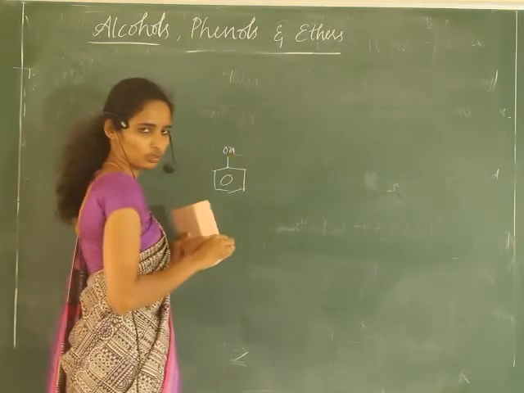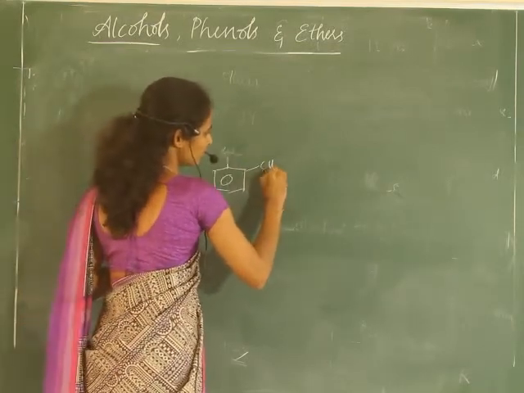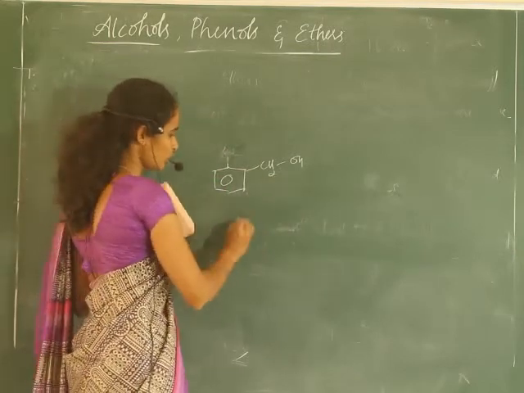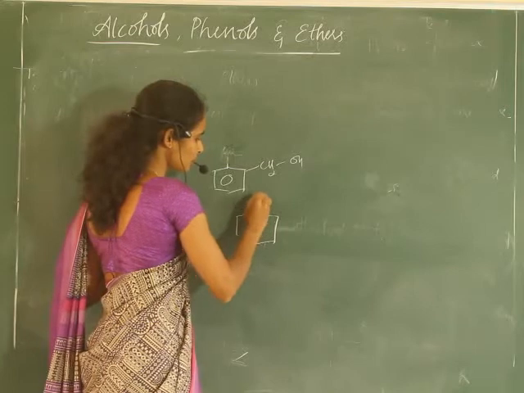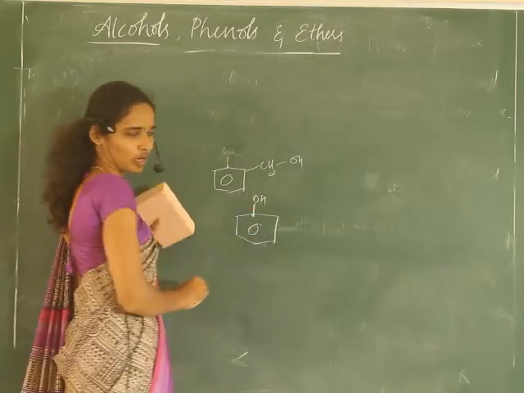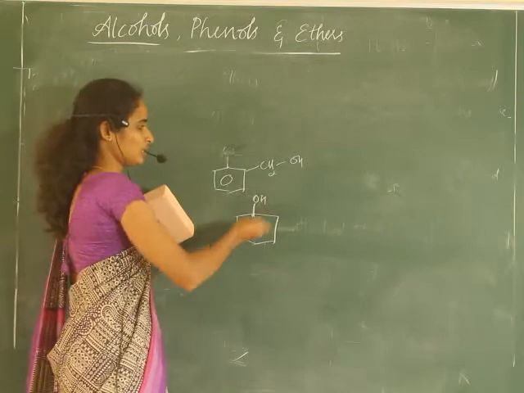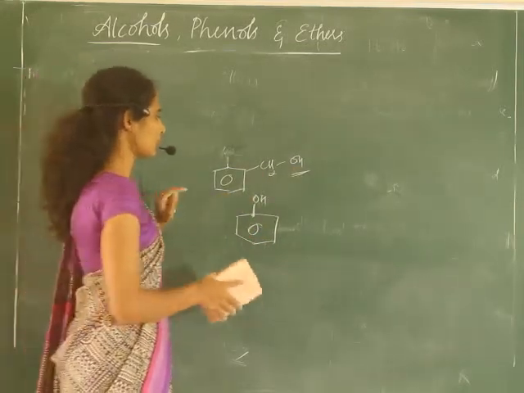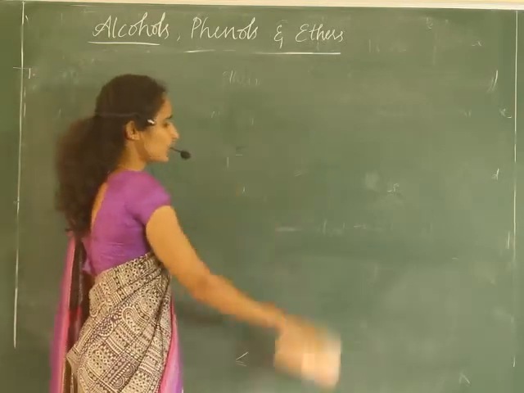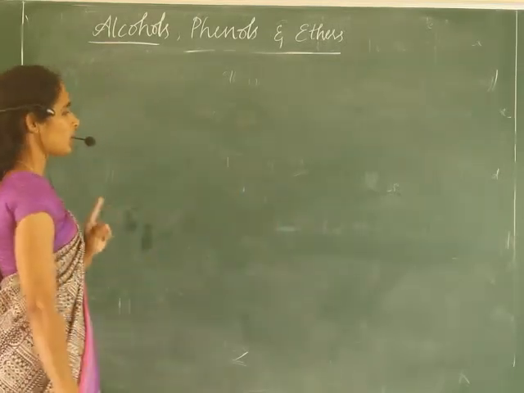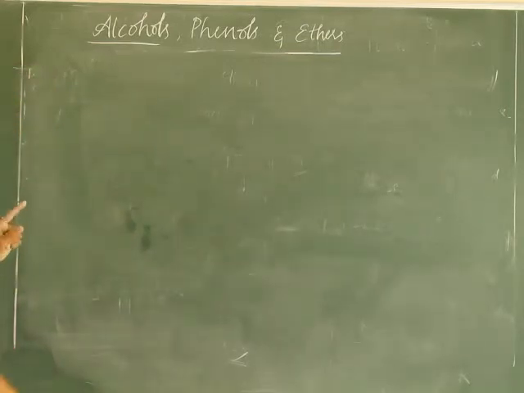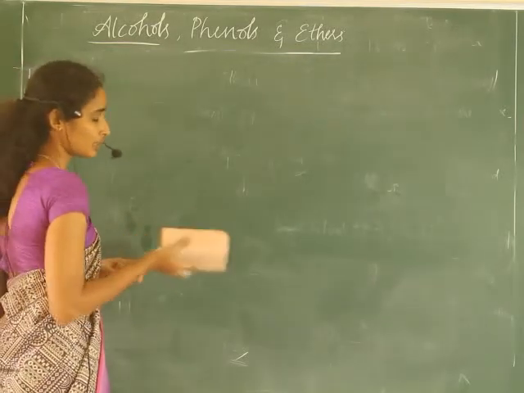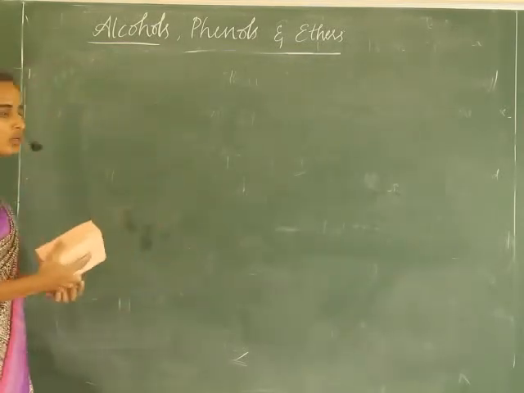It is not phenol. We cannot say this as a phenol. It's a benzylic alcohol. Note the difference. Phenol means the OH group must be attached directly to the benzene ring, to this sp2 hybridized carbon. Here it is an alcohol, a benzylic alcohol. So aliphatic hydrocarbons containing OH are alcohols, aromatic OH compounds are phenols, and an oxygen atom attached to two alkyl groups or aryl groups are called ethers.